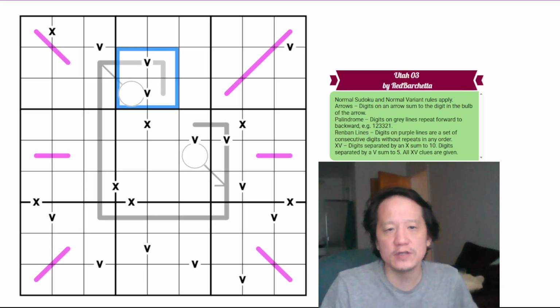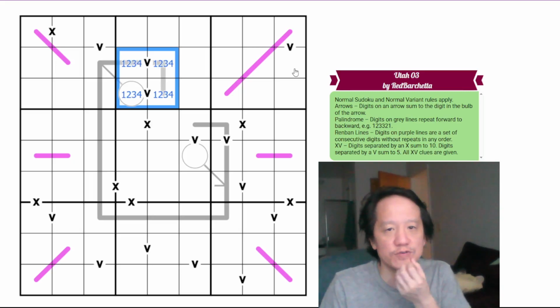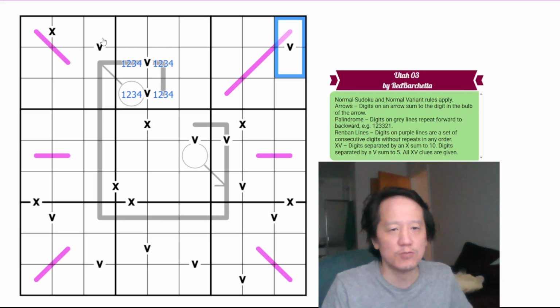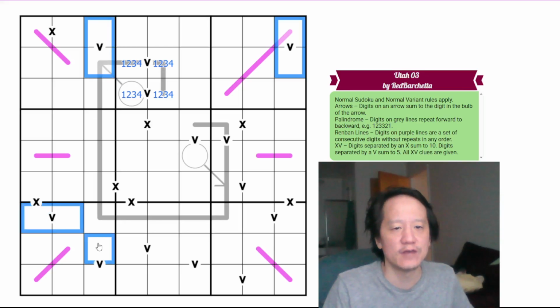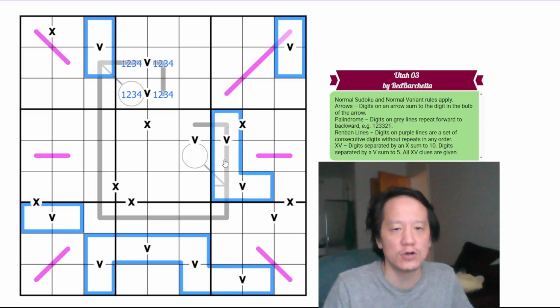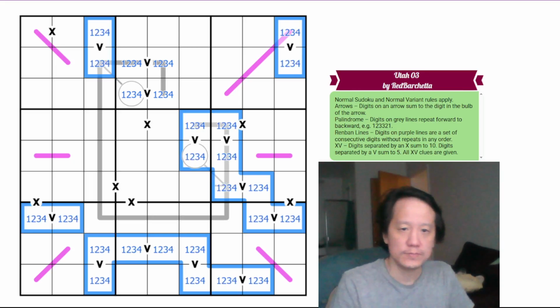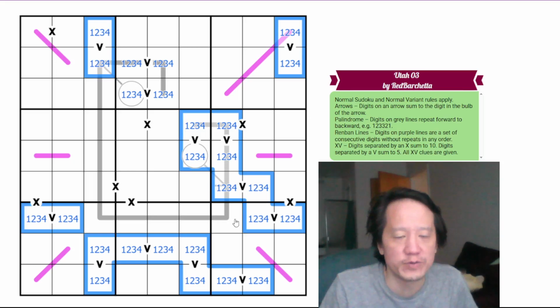So all of these are 1 through 4. Anything that's next to a V must be 1 through 4, right? Because you can have either two digits adding up to 5, which would be 1 and 4, or it's 2 and 3. So these are all 1 through 4 because they're next to a V.